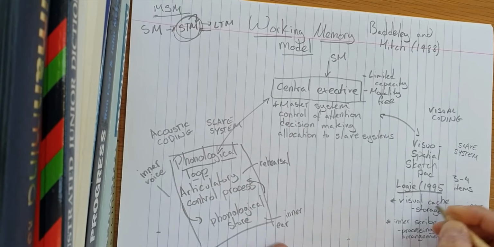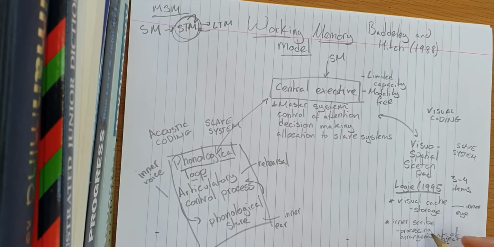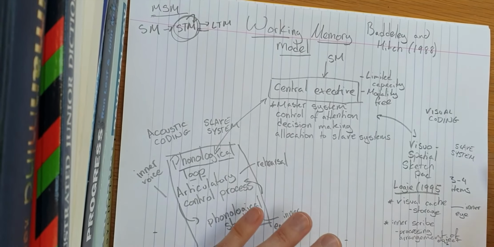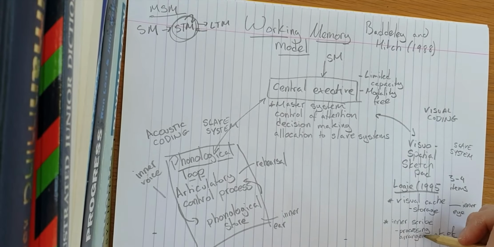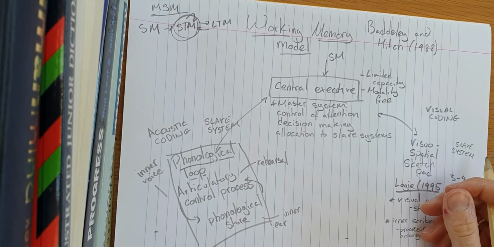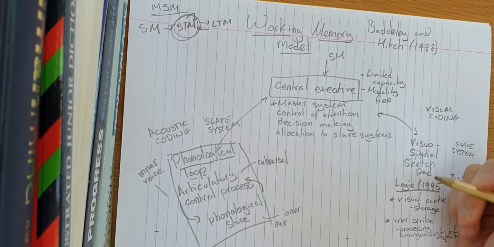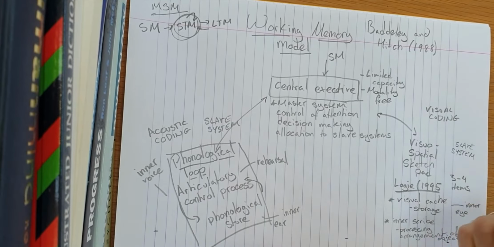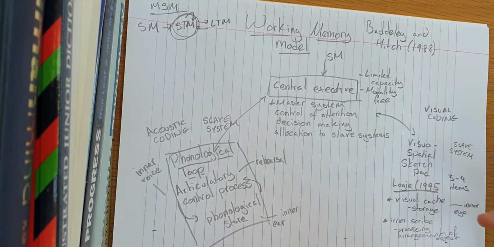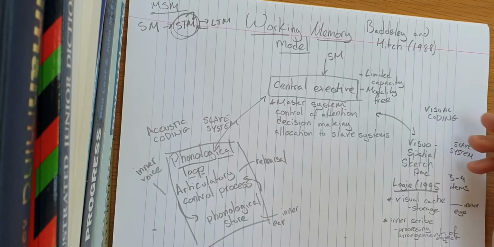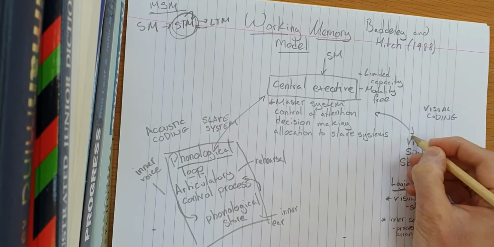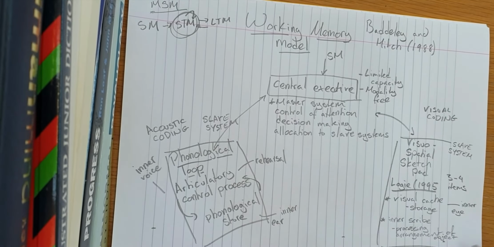So the inner scribe is telling me, even though I can't see it, that I've written the multi-store model up here because that's being held in my short-term memory. I can use my inner scribe to know that my wife and Freddie are out in the garden without me looking at them because it's holding that arrangement over there. The visual cache, the storage, is what I'm actually using when I was doing that task with the J and the D. It's that inner visualization. So we've got our second slave system there, the visuospatial sketchpad.